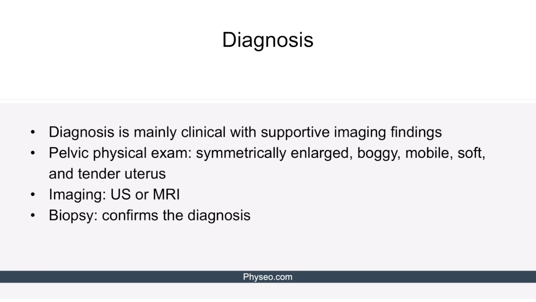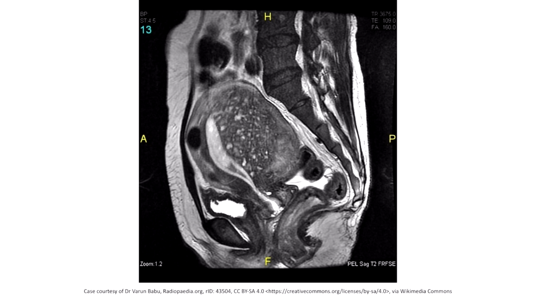The diagnosis is mainly clinical with characteristic imaging findings supportive of the diagnosis. Pelvic physical exam characteristically reveals a symmetrically enlarged, boggy, mobile, soft, and tender uterus. Imaging such as ultrasound or MRI can be used. Even though MRI is more accurate, it's also more expensive and therefore not often used. A biopsy can be done to confirm the diagnosis, as well as rule out other causes of abnormal uterine bleeding, such as endometrial carcinoma.